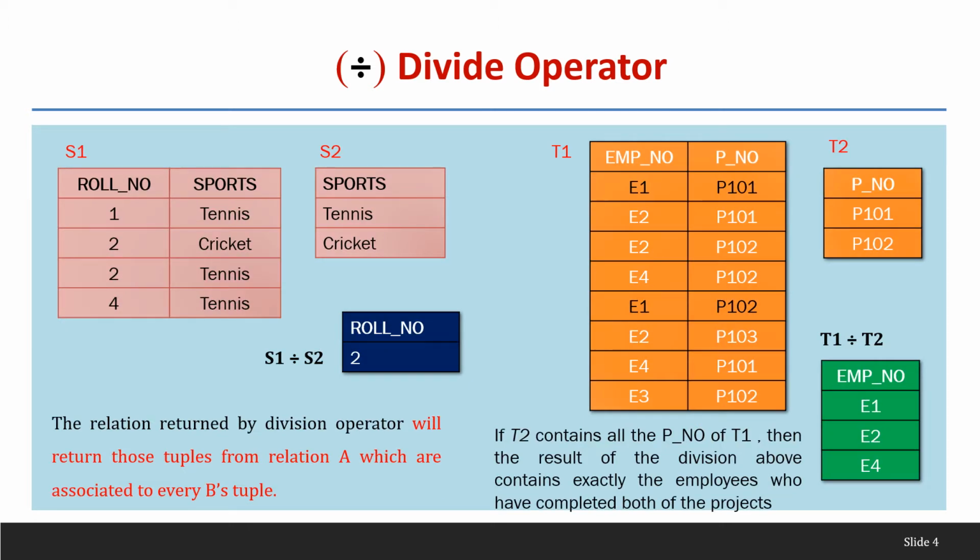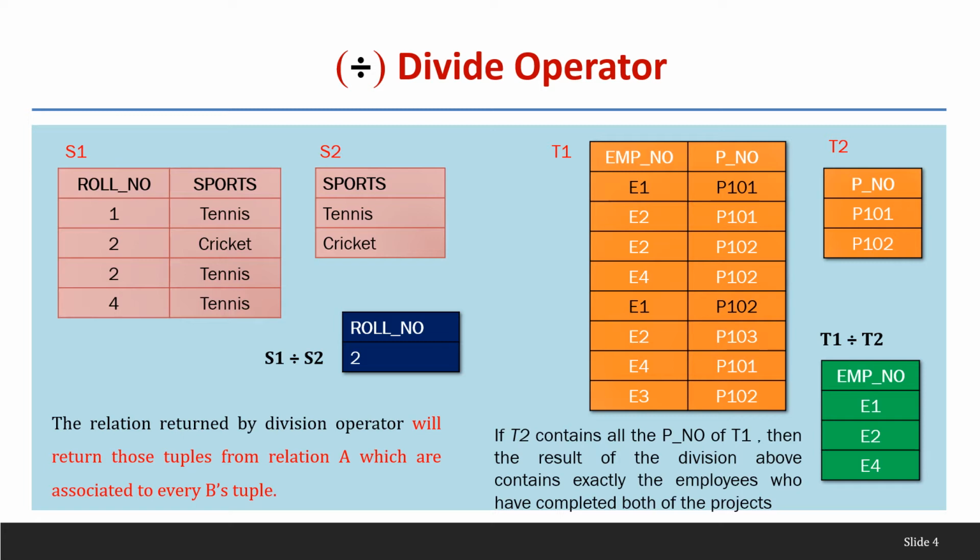As an example, let us look into two relations S1 and S2. First, we have to check whether we can perform this division operation on these two relations. So for that, we have to check whether all the attributes of S2 are a proper subset of the attributes of S1. We can see that the sports attribute in S2 is a proper subset of the relation S1. So now we can perform S1 divided by S2.